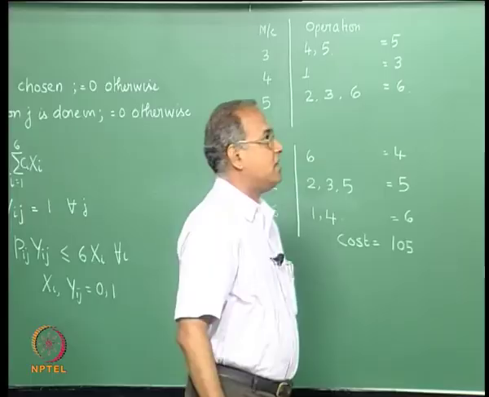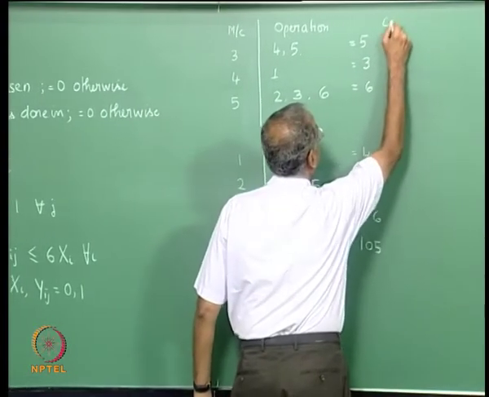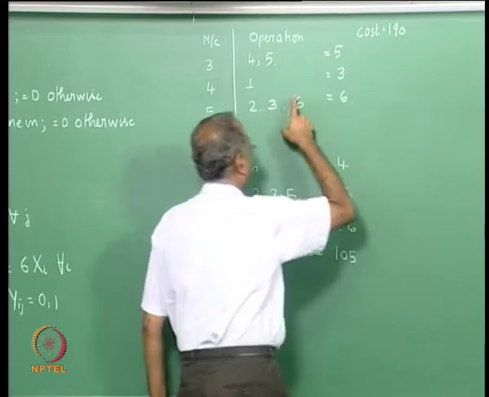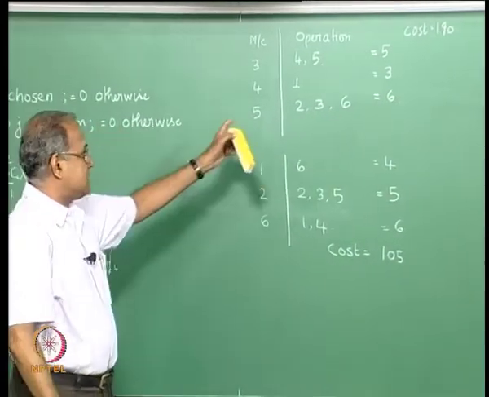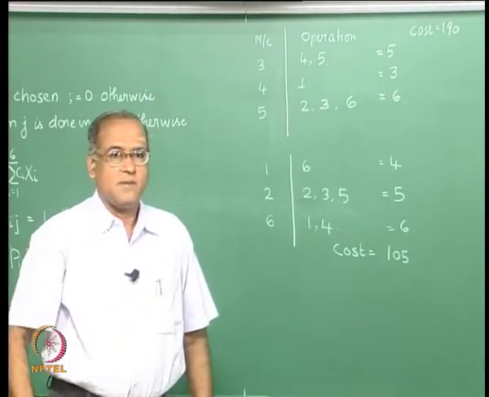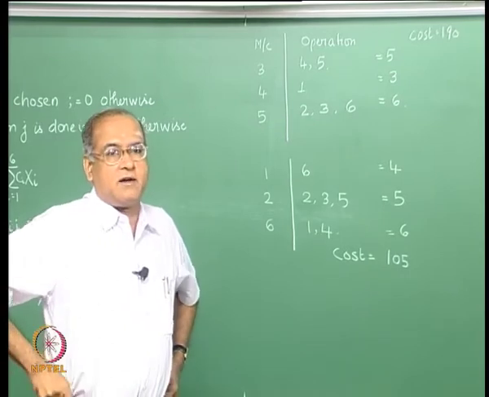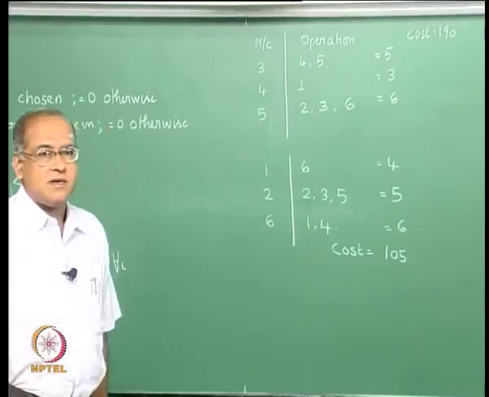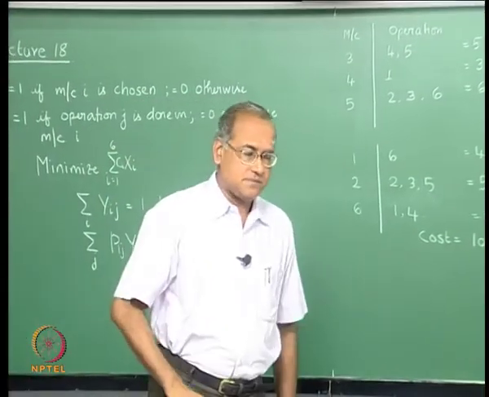So, this is actually an alternate optima to the other one, but then if we evaluate the costs of 3, 4 and 5, the cost would be 50 plus 60, 110, plus 80, 190. Therefore, this is not optimal compared to the other one, even though this has a cycle time of 6 and so on. So, we have now seen a model where the cost of buying these machines has also been incorporated into the solution.